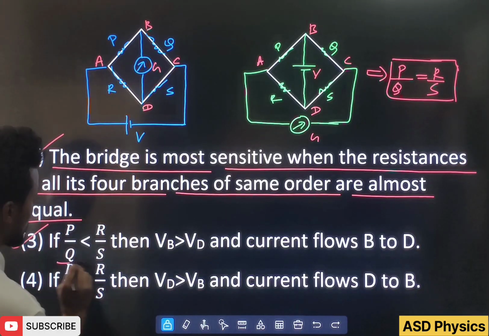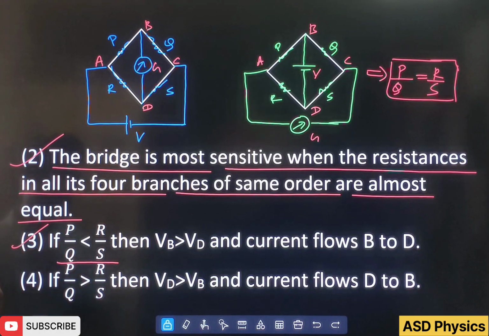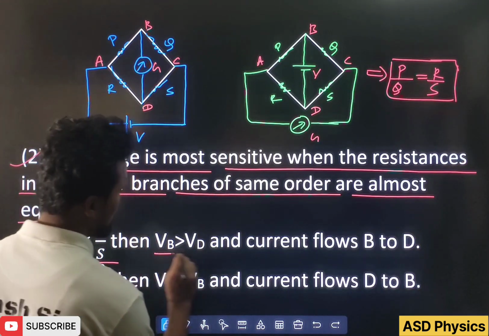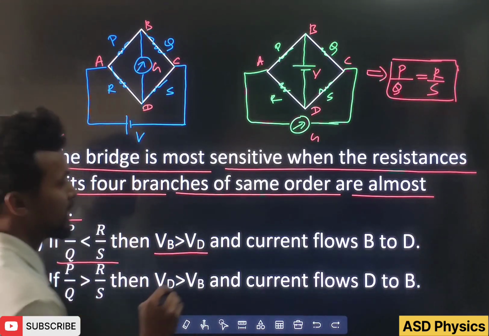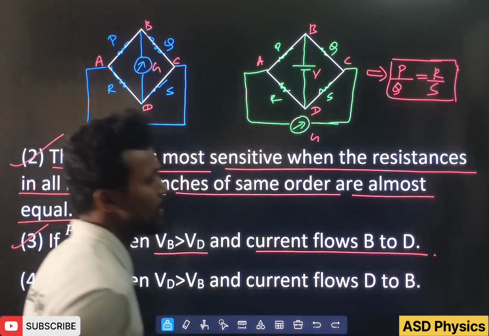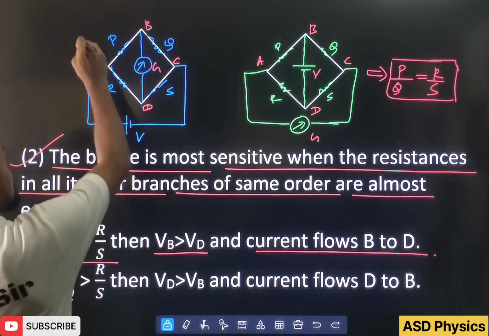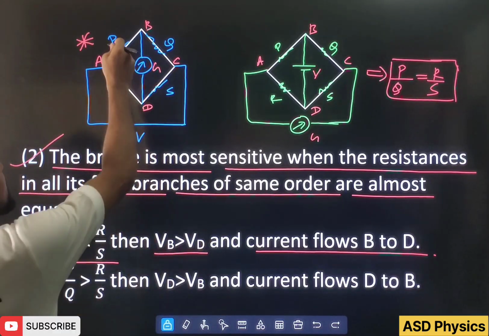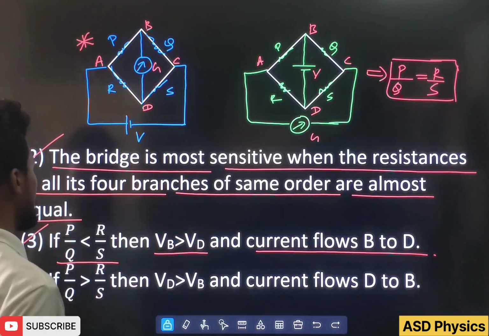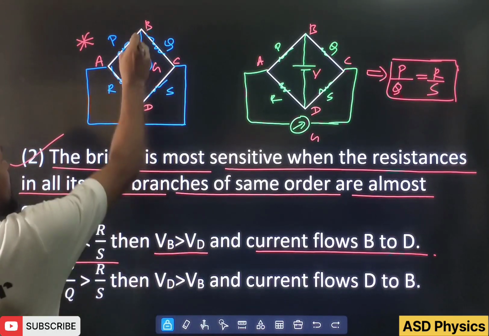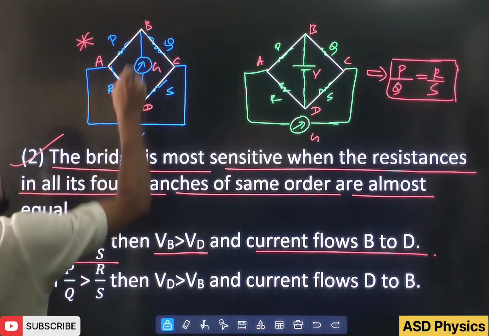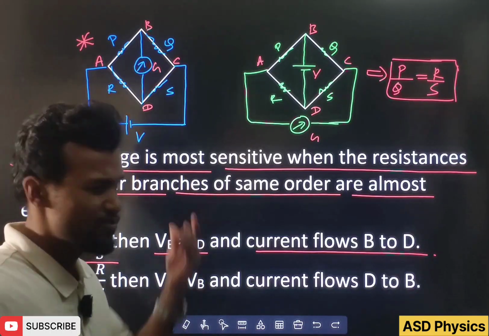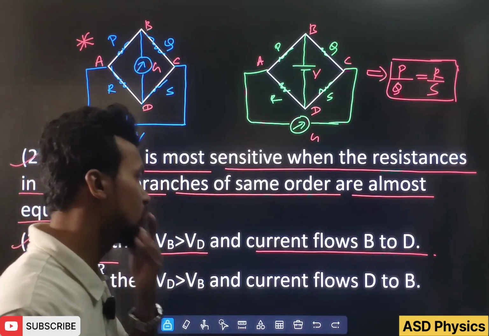Third one, a very, very important condition. If P by Q is less than R by S, then VB is greater than VD and current flows from B to D. Sometimes a question used to come, you have to just check the P by Q ratio and R by S ratio. If P by Q is less than R by S, and if we are connecting them just by a wire or through any resistance, then current will flow from where to where?